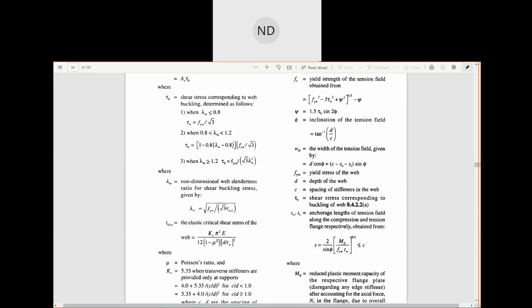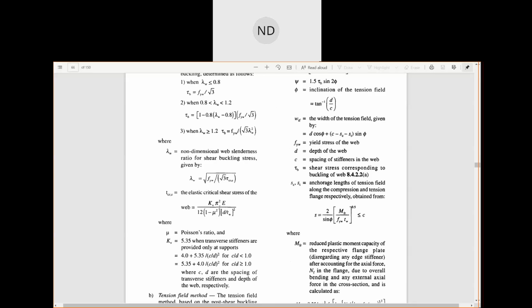Now, what is tau cre? The elastic critical shear stress of the web, which is given by kv pi square E by 12 into 1 minus mu square, whole into d by tw whole square. From here we know Poisson's ratio is 0.3. We know kv. kv is how much? 5.35 when transverse stiffeners are provided only at supports, and we have them only at supports, we don't have intermediate stiffeners. So kv will be 5.35. E is 2 into 10 to the power 5. Then we have mu, the Poisson's ratio, 0.3. D we know, tw we know.